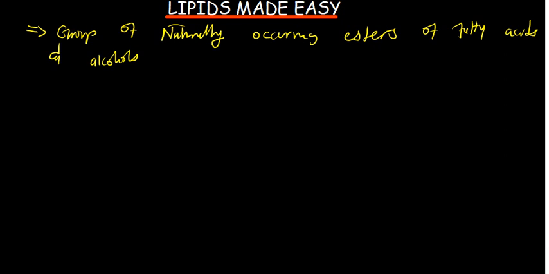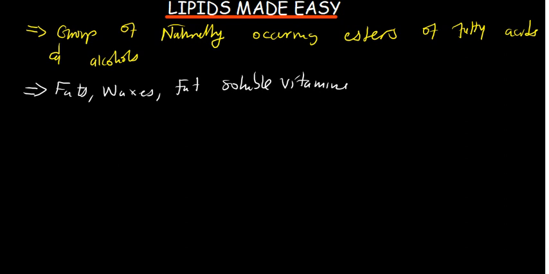Okay. So when you're talking about examples, lipids include fats, waxes, and fat soluble vitamins. I don't know if you remember the fat soluble vitamins: vitamin A, vitamin D, vitamin E, vitamin K. You can remember it as ADEK. So those are the fat soluble vitamins. They also include glycerides.